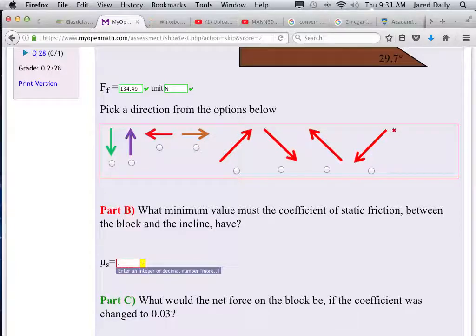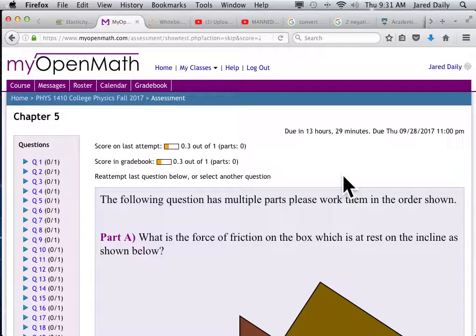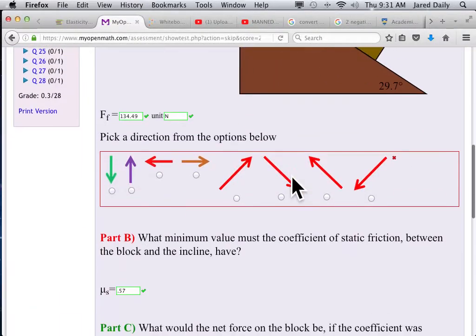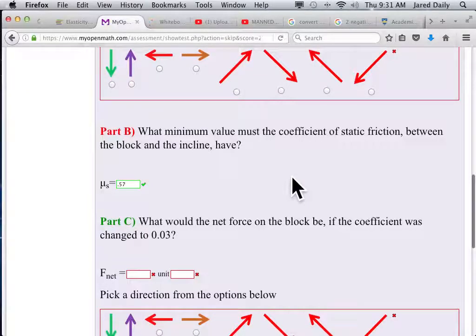Now, one of these problems tells you to give the units for coefficient of friction. Possibly, it might ask you to do that. What are the units for coefficient of friction? There are no units, so if it asks you for the units of coefficient of friction, just leave it blank. Okay?